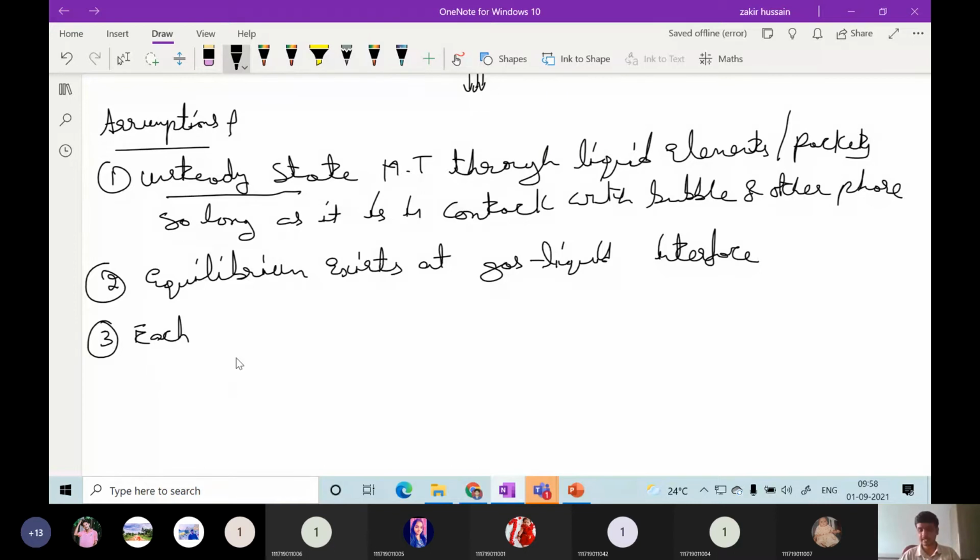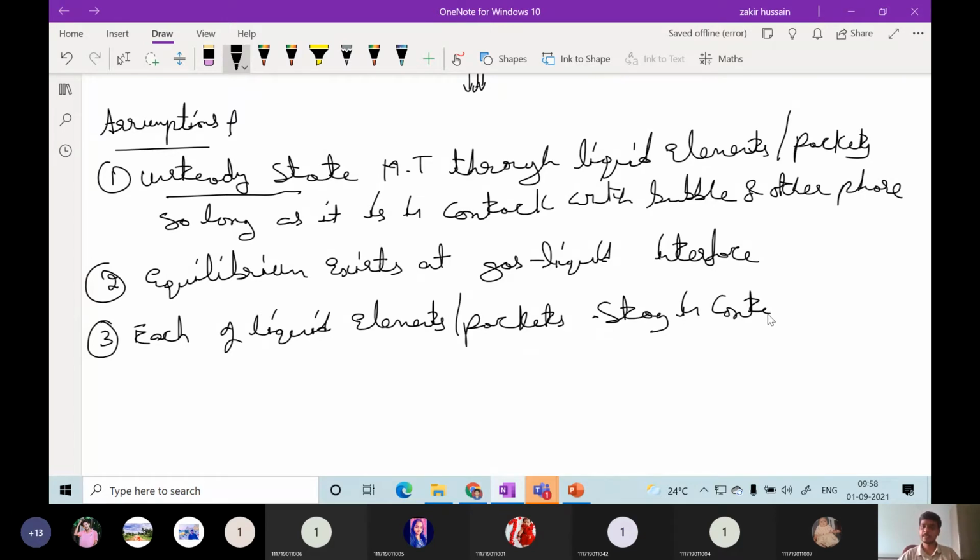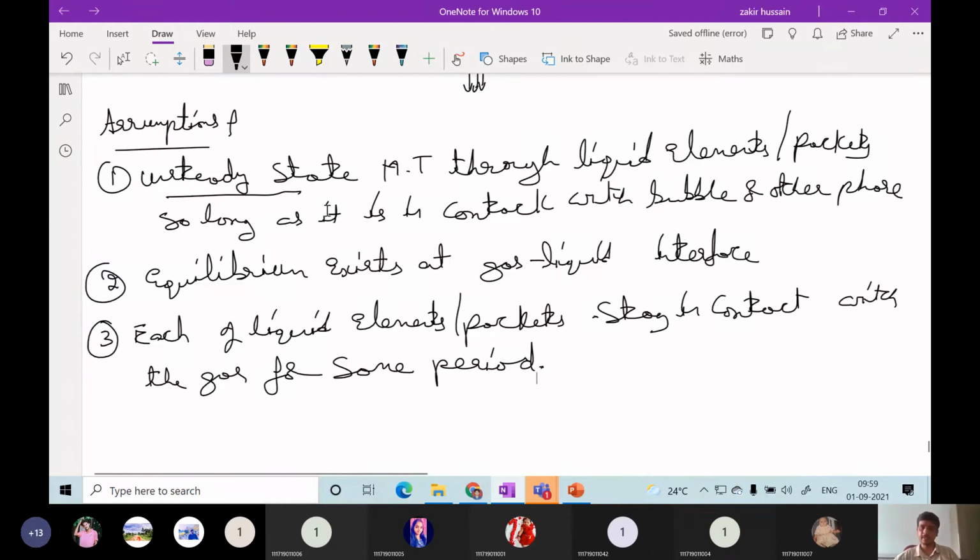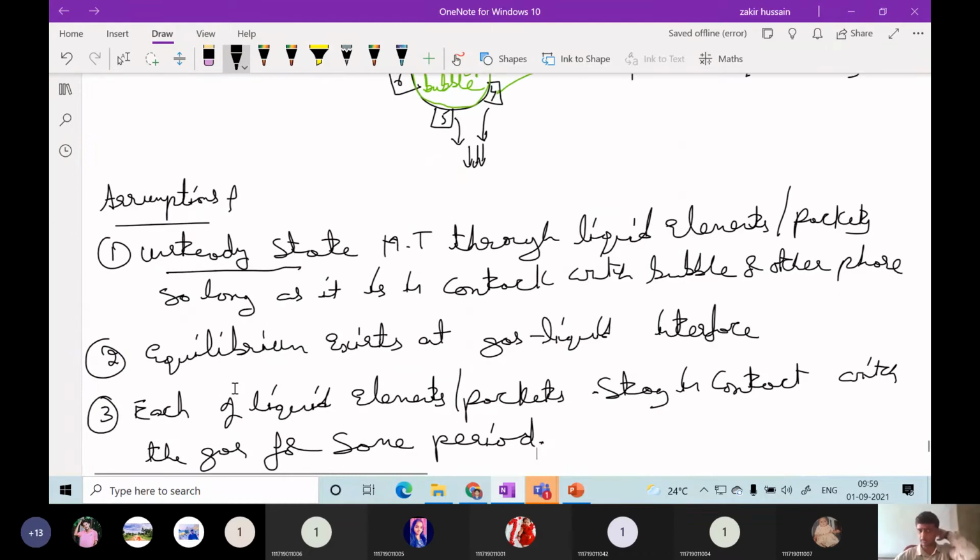Then the third assumption is that each liquid element, that is, each packet, stays in contact with the gas for the same period of time. Same period. For the same time they are staying in contact with each other.